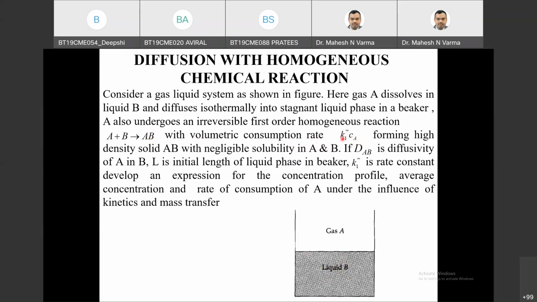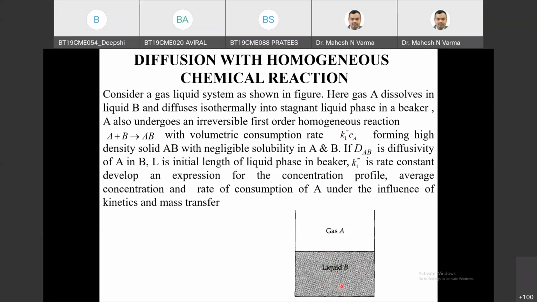It is given as a volumetric consumption rate, so maybe kilomole per meter cube, forming a high density solid. So it will give a product AB which is a high density solid. We have gas dissolved in liquid B, and homogeneously it is reacting, but the product AB is solid.